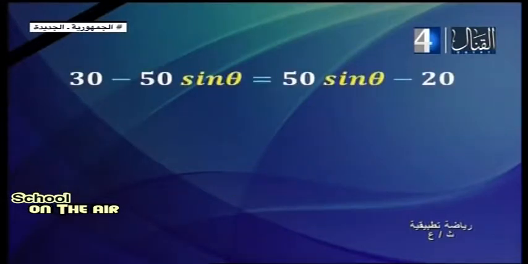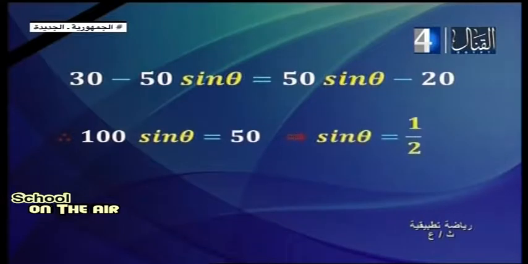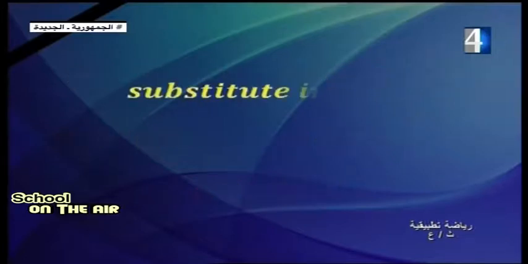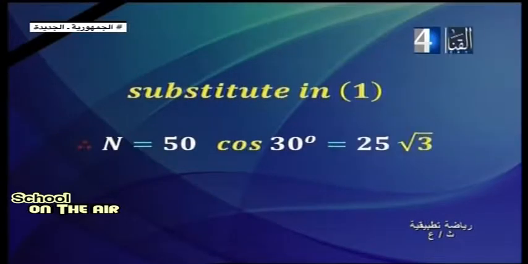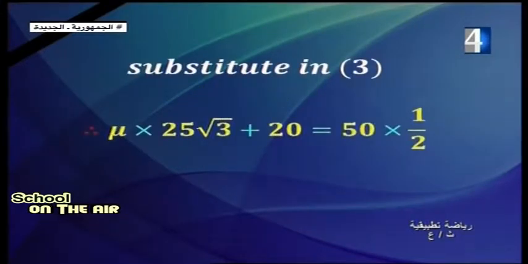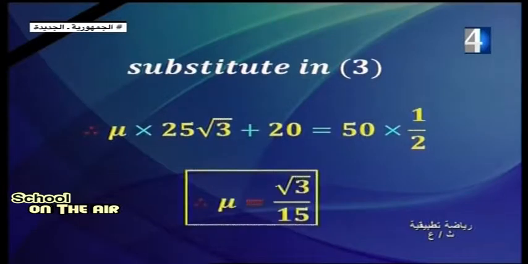Therefore, by substitution, we know that sine theta equals 1/2. Then shift sine of 1/2, theta equals 30 degrees. By substitution in equation 1, N equals 50 cosine 30. Cosine 30 is root 3 over 2, then N equals 25 root 3. Also by substitution in equation 3 to find the value of μ, therefore μ equals root 3 over 15.